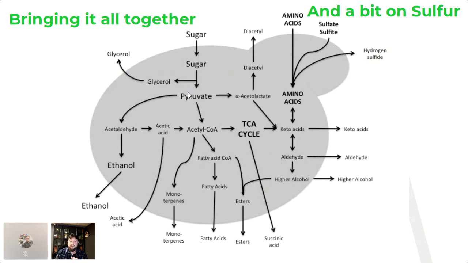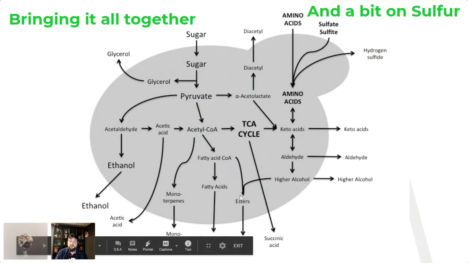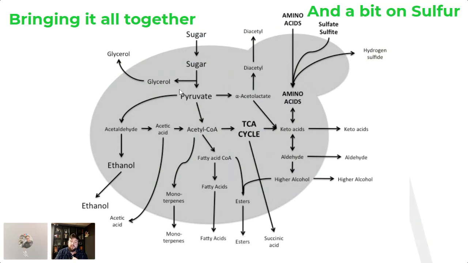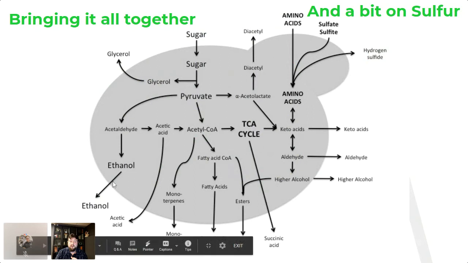Now, as well, if we give pyruvate oxygen, it's going to turn to acetyl-CoA, and then that acetyl-CoA is going to bind with higher alcohols and give us esters. If we don't give it oxygen, that pyruvate is going to turn into acetaldehyde, which can excrete and leave the cell and give us an off flavor, or turn to ethanol, and then leave the cell.